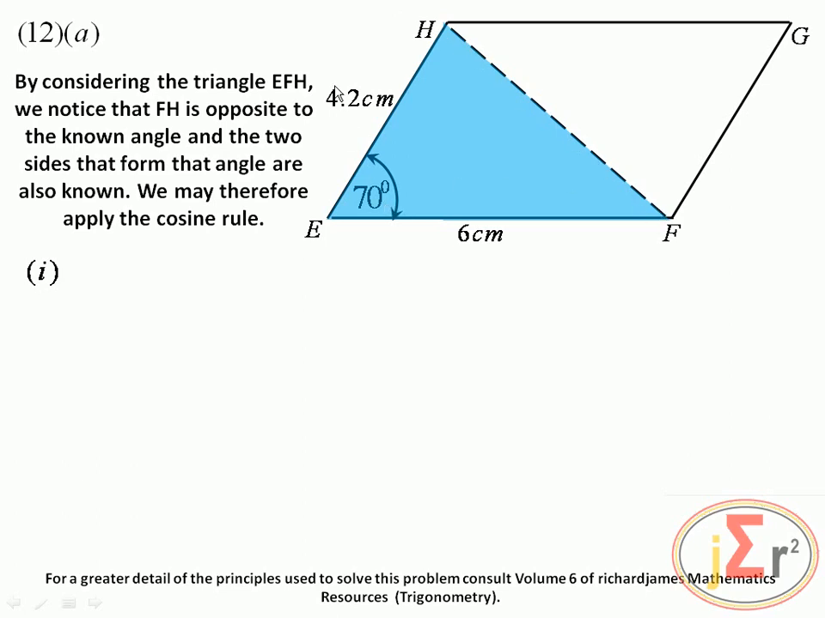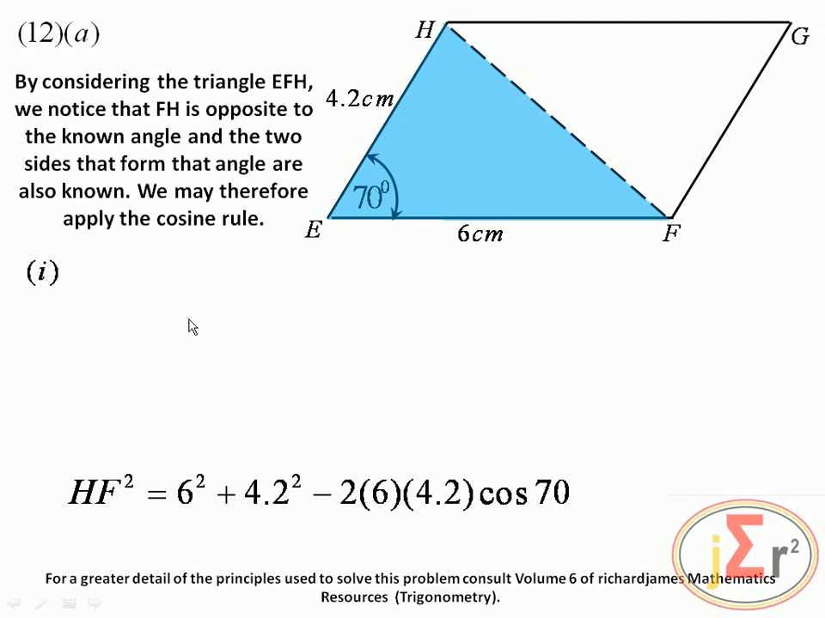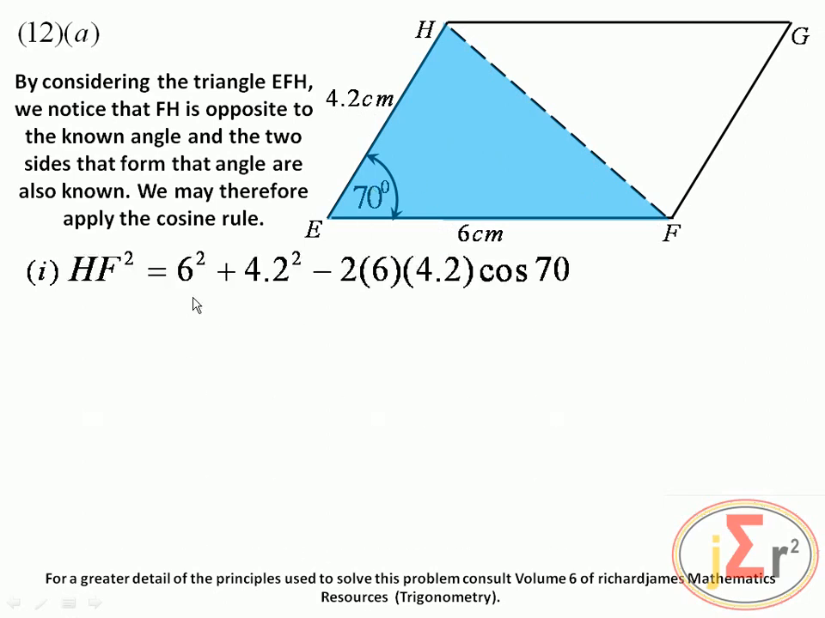If the two sides that form the angle are already known, and we need to find the side opposite to the angle, we are going to go straight ahead and apply the cosine rule. So, of course, HF squared is equal to 4.2 squared plus 6 squared minus 2 times 4.2 times 6 cosine 70. And that is what we have right there.